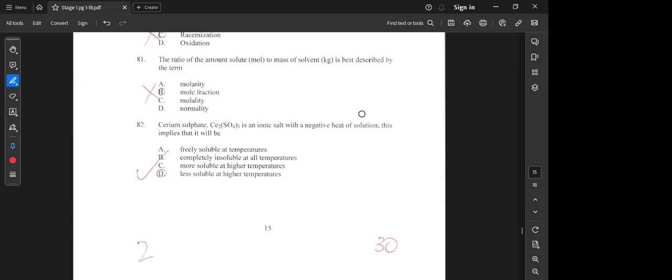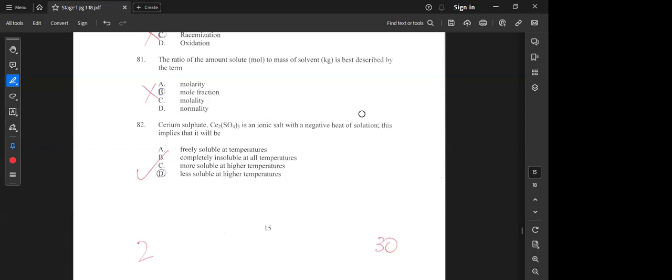From what I understood here, negative heat of solution means it's exothermic. When it reacts, it gives off heat at the end of the reaction. So if it's exothermic, meaning the heat is a product, if we add heat to the reaction, the number of products will be more. So in order to balance it out, the reaction will become a backward reaction. So it will become less soluble at higher temperatures. That's my understanding of it.